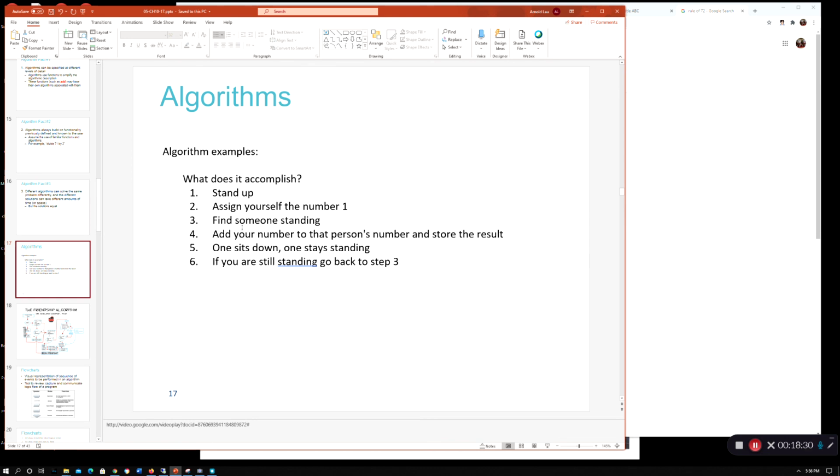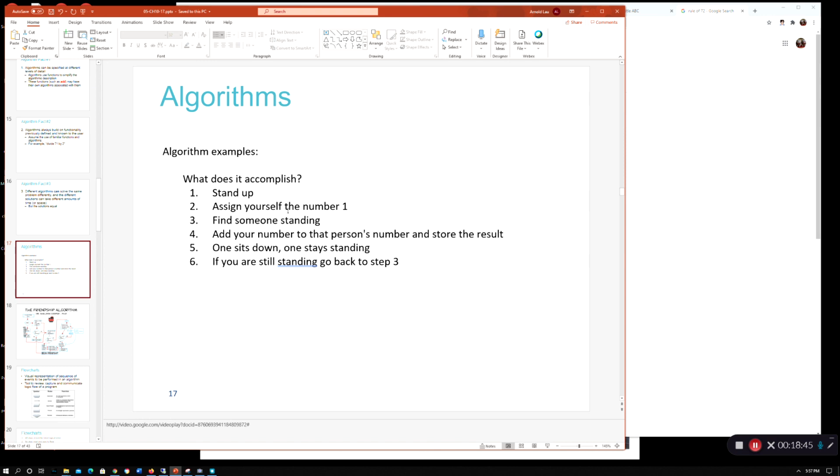So this algorithm doesn't actually make clear, which it should, that the person standing up is the one that's storing that number, or where the number is stored. It could be stored off on the side somewhere on a whiteboard or something, but somewhere the number has to be stored, right?